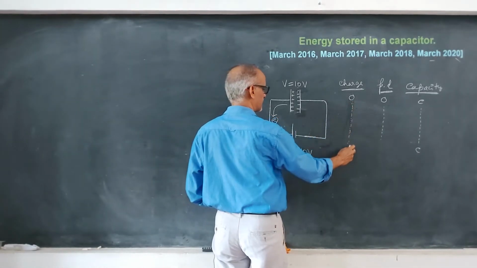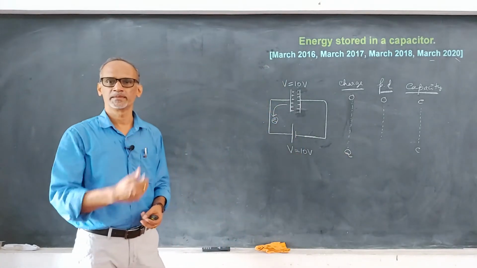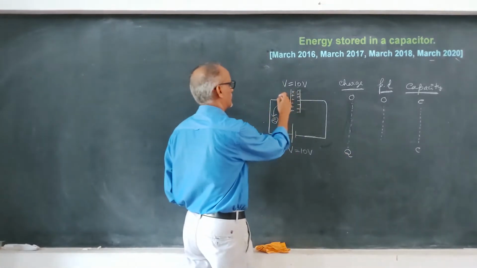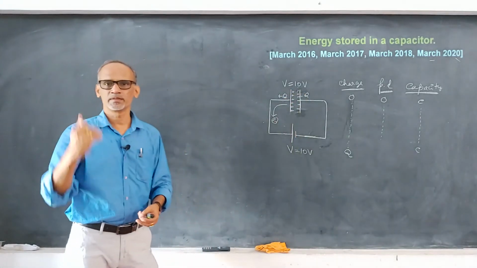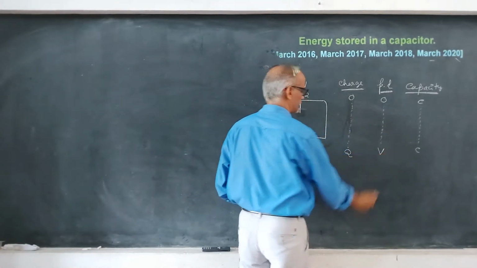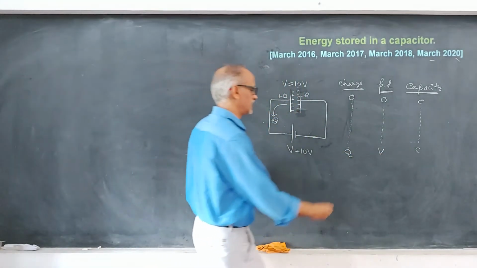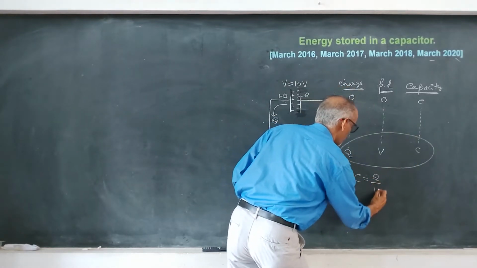So the charge increases. Let me consider the final charge, let it be Q, capital Q, on both the plates. On one it is +Q and the other is −Q. This is after it is fully charged. Let the potential difference be V. What is the relation between these 3? The relation is C = Q/V.